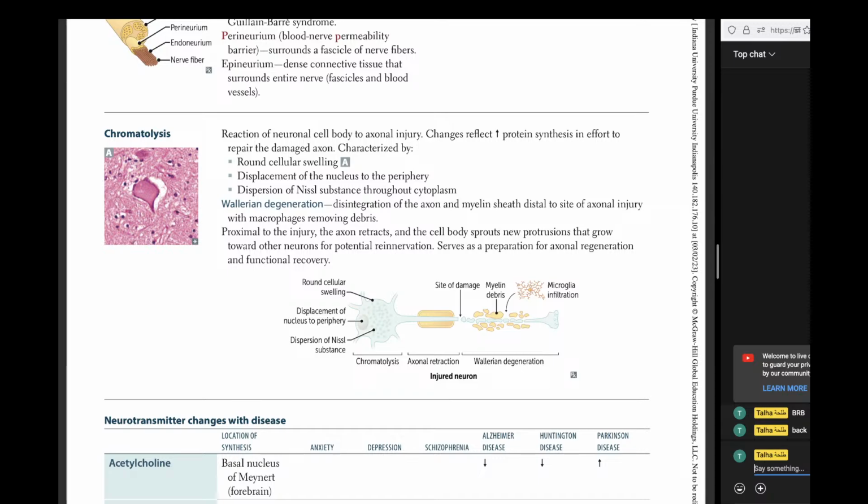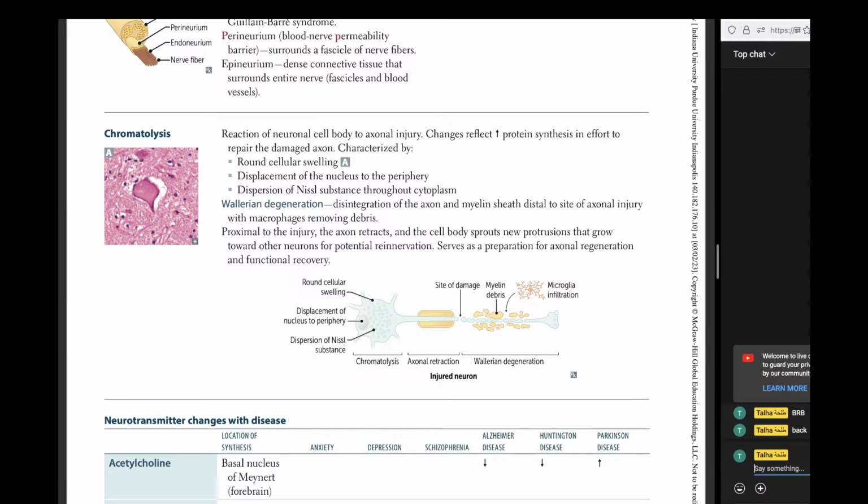Okay, sorry. So chromatolysis is the reaction of the neuronal cell body to axonal injury. The changes reflect increased protein synthesis in an effort to repair the damaged axon. It's characterized by round cellular swelling, displacement of the nucleus to the periphery, and dispersion of Nissl substance throughout the cytoplasm. You can also have Wallerian degeneration. This is disintegration of the axon and myelin sheath distal to the site of axonal injury, with macrophages removing debris.